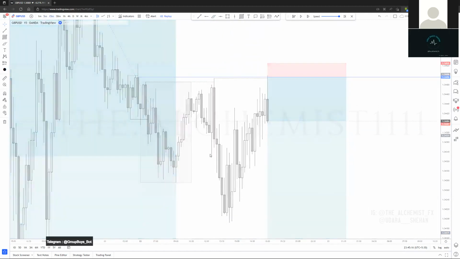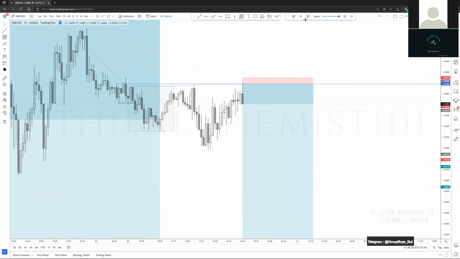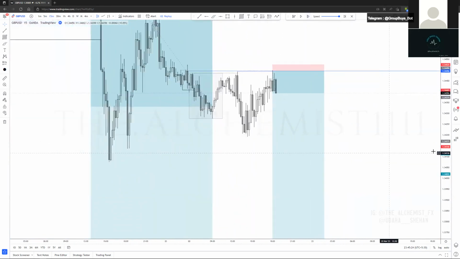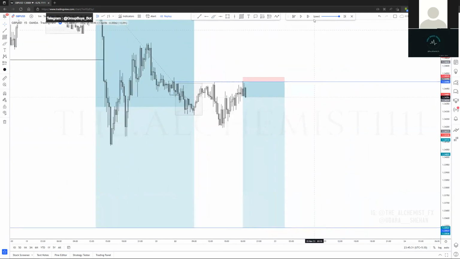Then what I did was we got a breakout structure on a lower time frame. With this drop, we got a breakout structure on a lower time frame. Somewhere around here, I moved it to break even. You know that, right? After you get a breakout structure, you move it to break even. Now what I did was I moved it to break even, and then this happened.